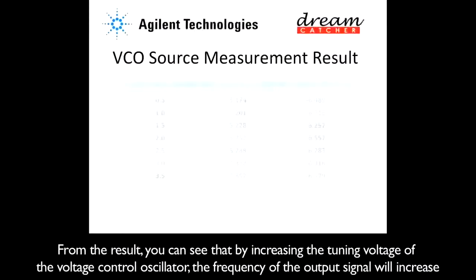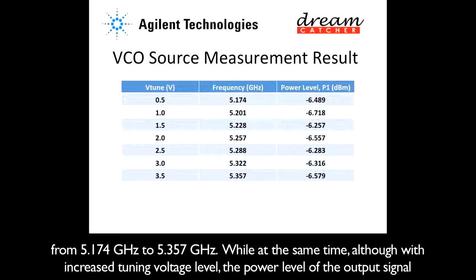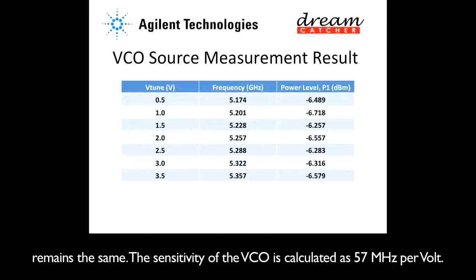From the result, you can see that by increasing the tuning voltage of the voltage control oscillator, the frequency of the output signal will increase from 5.174 GHz to 5.357 GHz. While at the same time, although with increased tuning voltage level, the power level of the output signal remains the same. The sensitivity of the VCO is calculated as 57 MHz per volt.